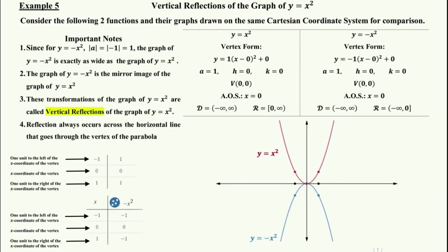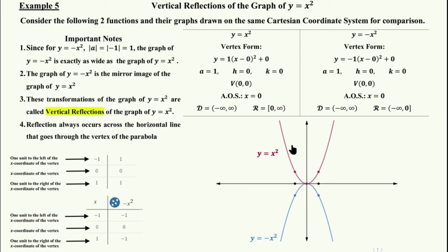All right, the last type of transformation we're going to look at is probably the simplest one. That's when you basically just flip it over vertically, and these are called vertical reflections of the graph of y equals x squared. Because you're multiplying by -1, all the outputs of y equals x squared itself are going to become the opposite of what they were. So that's why there's this reflection effect.